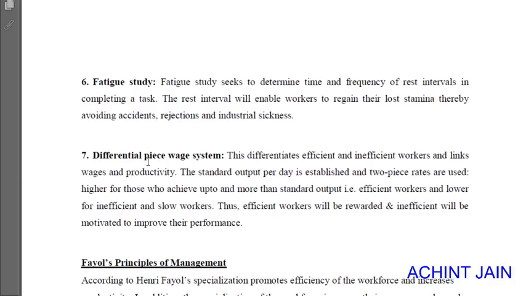If a worker produces 11 units, he will get rupees 550. That is the product of 11 units multiplied by 50 per unit. If another worker produces 9 units only, then he will get rupees 360. That is 9 units multiplied by rupees 40 per unit. According to Taylor, here the difference of rupees 190 should be enough for the inefficient worker to be motivated to perform better.